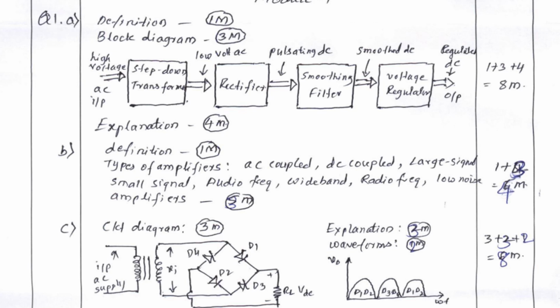And the next question, C, is the full wave bridge rectifier. The circuit diagram alone carries 3 marks, so you have to draw it neatly. When you explain the working of the full wave rectifier, that explanation carries 3 marks, and the waveform carries 2 marks. So totally it is 8 marks.